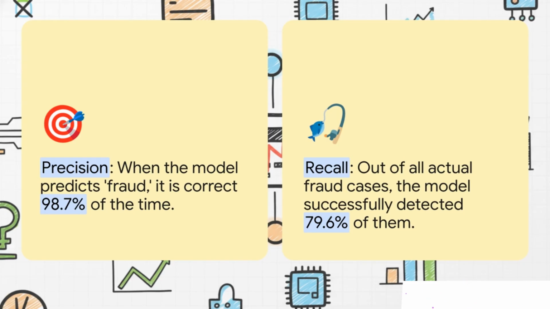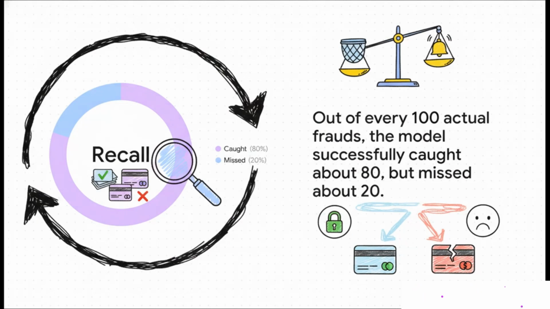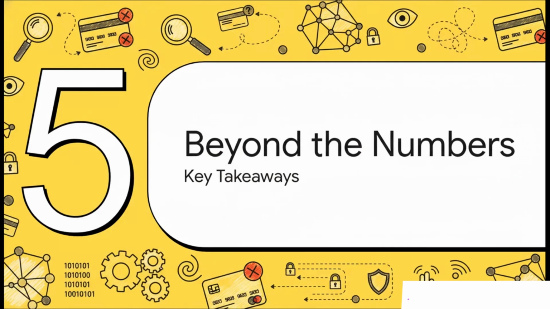This chart really puts that recall number into perspective. For every 100 actual fraudulent transactions that happened, our system successfully caught about 80 of them, which is good. But that also means that 20 of them slipped right through the cracks. And this is the constant battle in fraud detection. Do you tune your model to catch more bad guys, even if it means you get more false alarms for innocent customers?